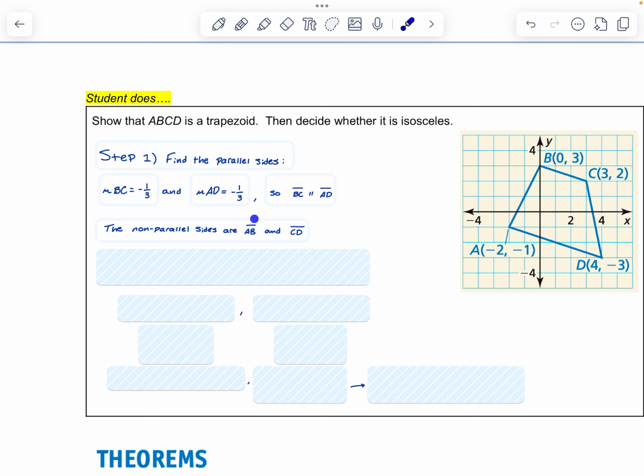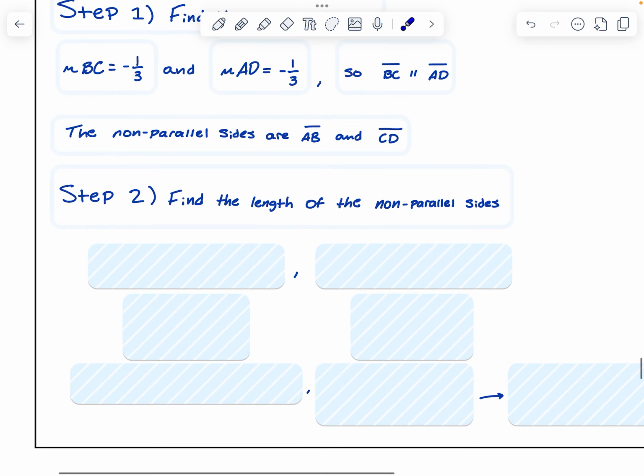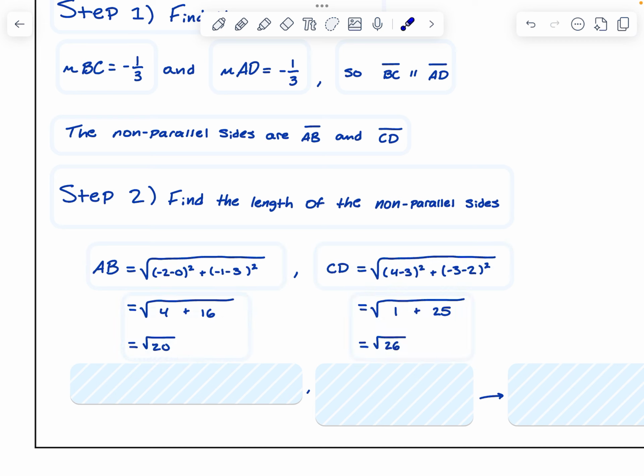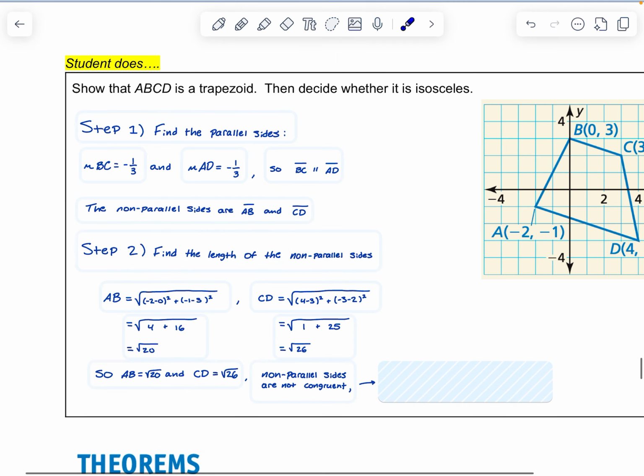The non-parallel sides are AB and CD. We can find the length of both of those sides using the distance formula. AB, we get the square root of 20. CD, we get the square root of 26. Are they the same? No, they're not. Non-parallel sides are not congruent. What does that tell us? We're dealing with a trapezoid, but it is not an isosceles trapezoid.